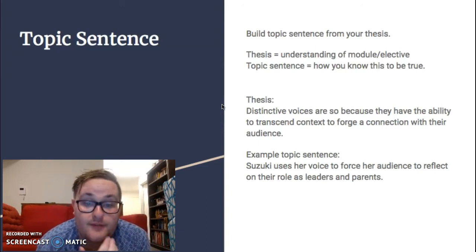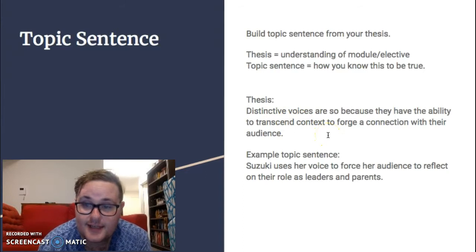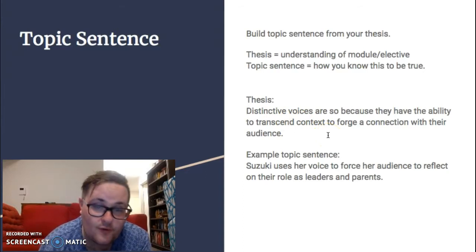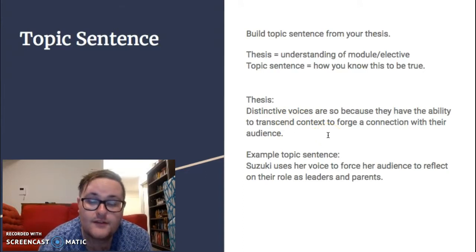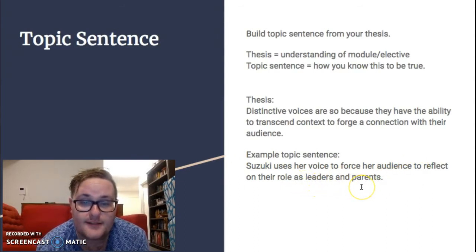So for example, if my thesis for distinctive voices is, distinctive voices are so because they have the ability to transcend context and forge a connection with their audience, I would have a topic sentence along the lines of, Suzuki uses her voice to force her audience to reflect on their role as leaders and parents.